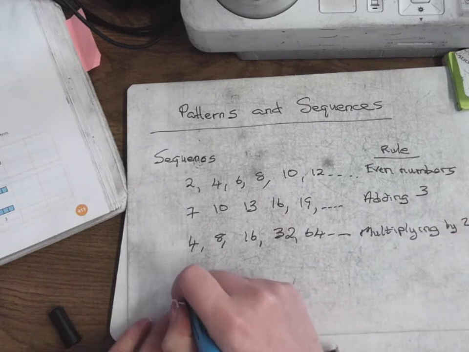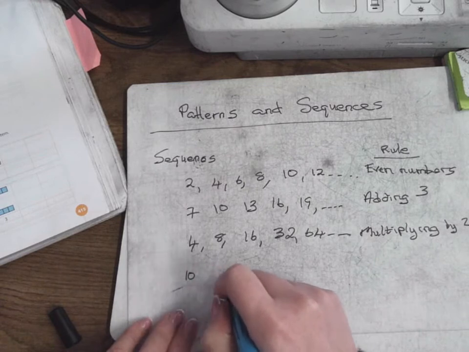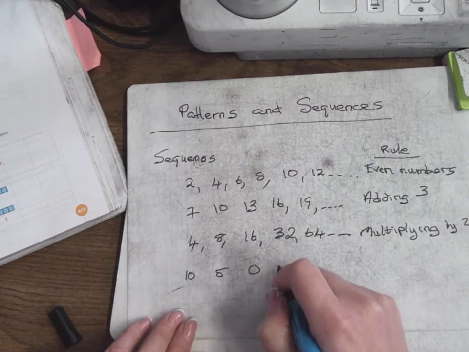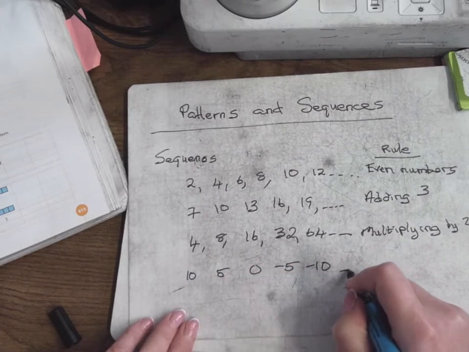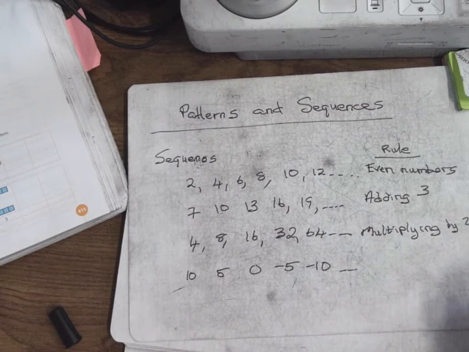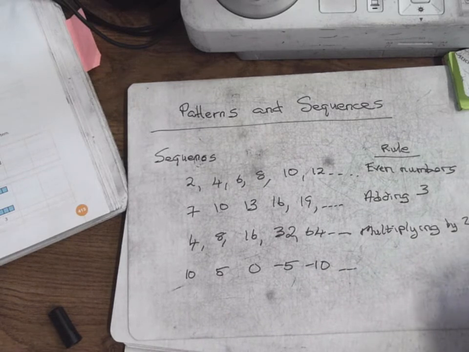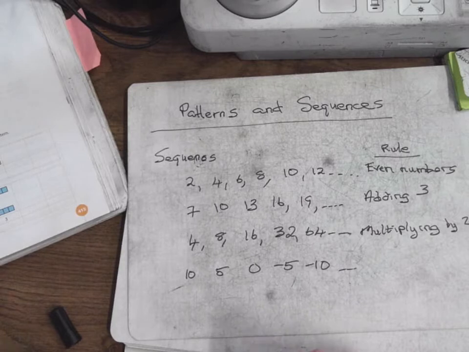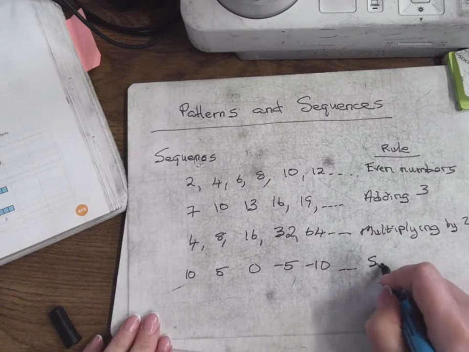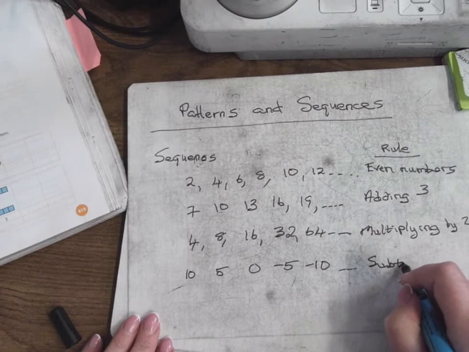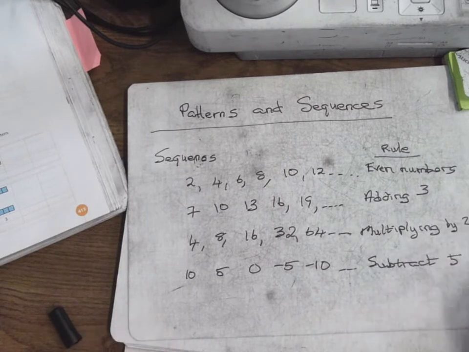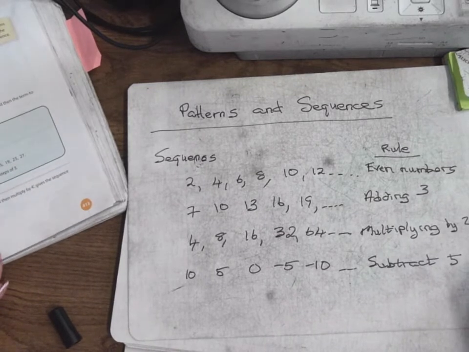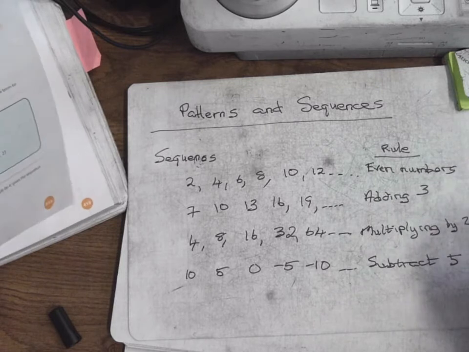What about this one? Now let's see. 10, 5, 0, minus 5, minus 10. What am I doing here? Going back in 5s. Can you give me a more mathematical statement? Subtracting 5, right? Subtract 5. Right, so that's your rule determined in words.